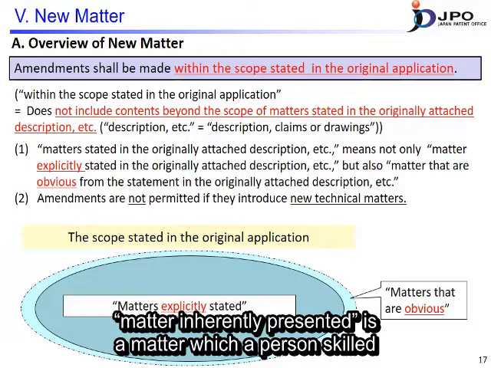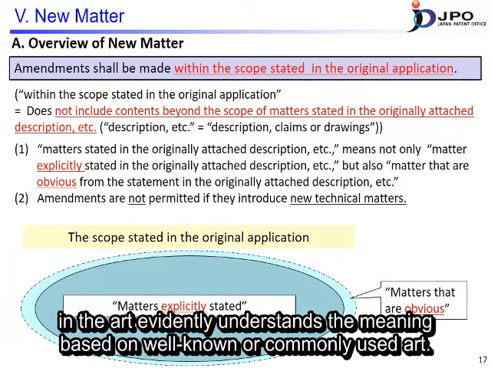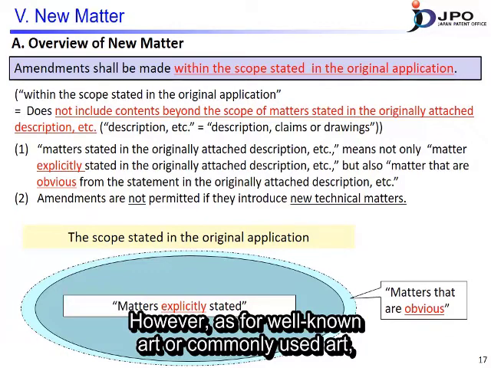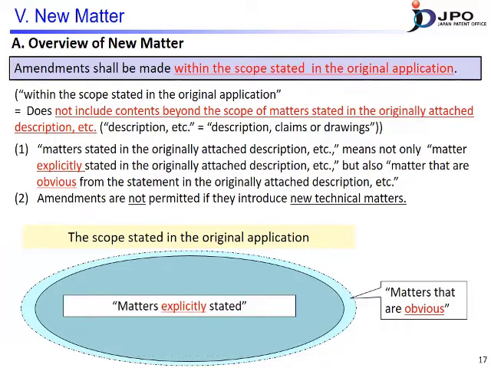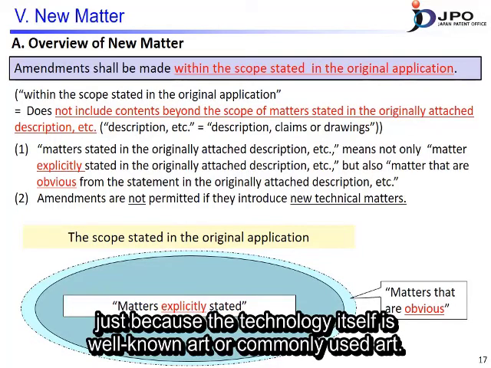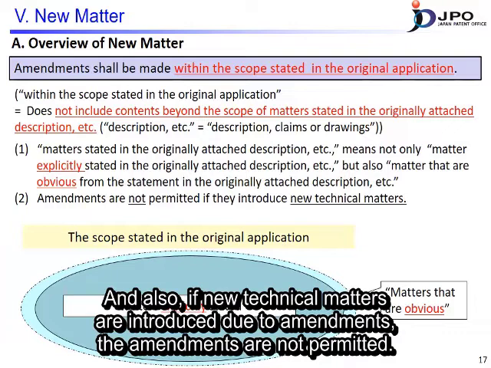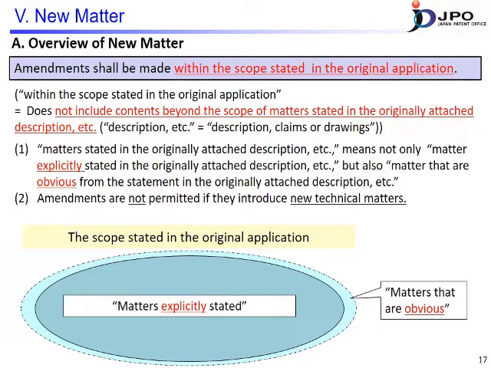Matters inherently presented is a matter which a person skilled in the art evidently understands the meaning based on well-known or commonly used art. However, as for well-known art or commonly used art, the technology cannot sufficiently be considered as within the scope described in the original application just because the technology itself is well-known art or commonly used art. And also, if new technical matters are introduced due to amendments, the amendments are not permitted.